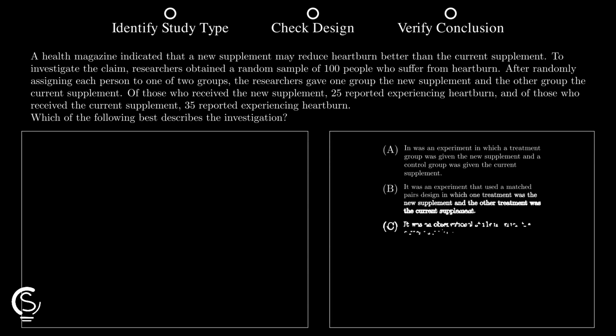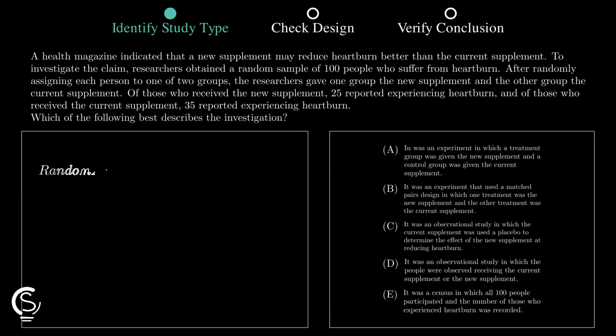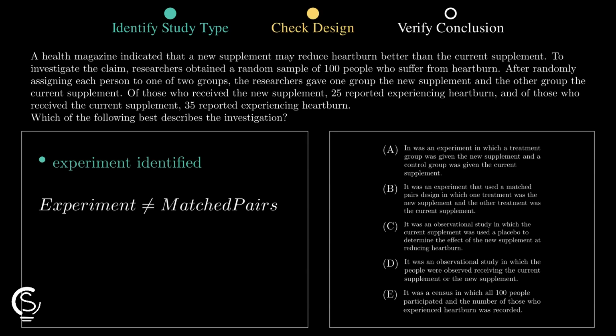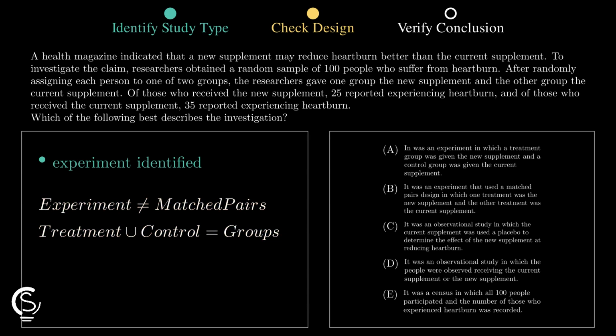The researchers randomly assigned participants to 2 groups. This active intervention is the hallmark of an experiment, not an observational study, which immediately rules out options C and D. Boom! Since the researchers assigned groups to receive different supplements, this is a standard experiment. There is no mention of pairing subjects by characteristics, so it is not a matched design.